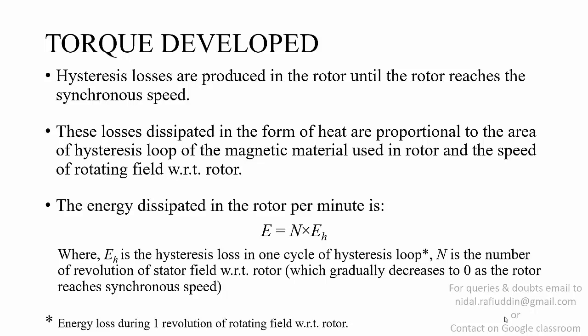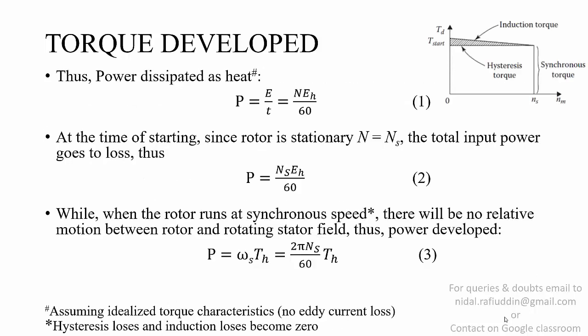Notice that N is not the synchronous speed, nor is it the speed of the rotor. Rather, it is the relative speed of the rotor and the stator field. So once your rotor reaches the synchronous speed, this turns to 0. Thus the power dissipated as heat, assuming idealized torque characteristics with no eddy current loss, is the energy dissipated by the rotor per minute divided by time. From the previous equation this can be written as N times EH divided by 60, where EH is the hysteresis loss in one cycle and N is the relative motion between the rotor and the rotating magnetic field.